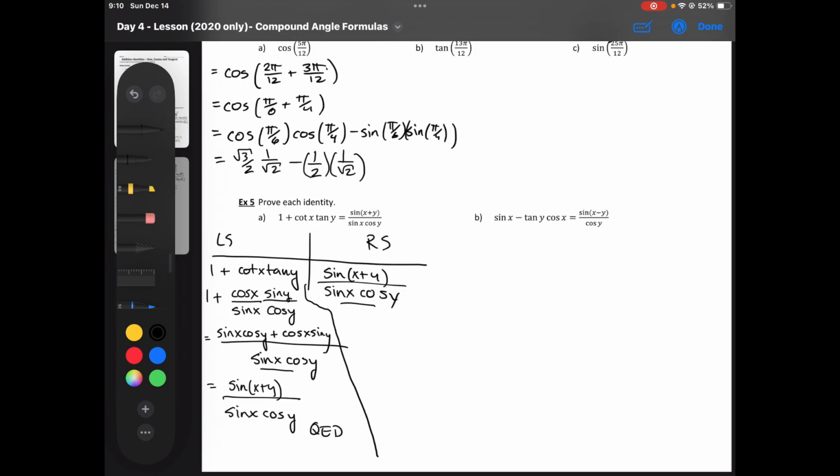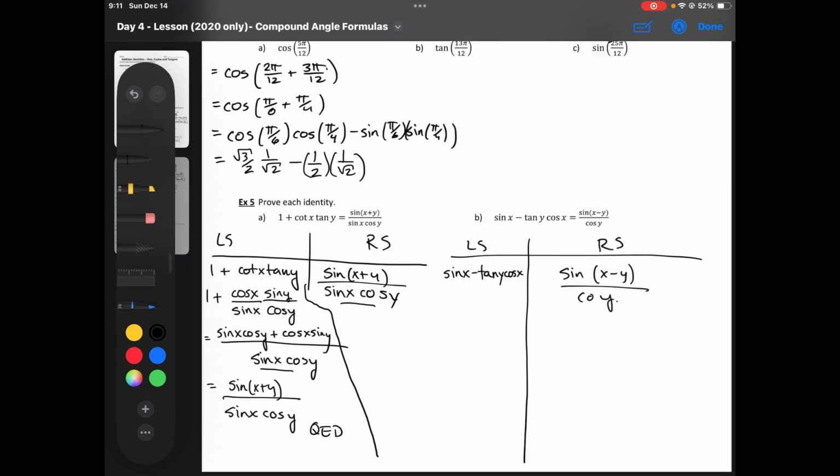The second one over here will start the same way. Start with my t-chart, left side and right side. On the left side, I've got sine x minus tan y cos x. And then on the right-hand side, I've got sine of x minus y over cos y. I'm actually going to start the same way by changing the left-hand side into terms of sine and cos. So here I've got sine x minus sine y over cos x times cos y.